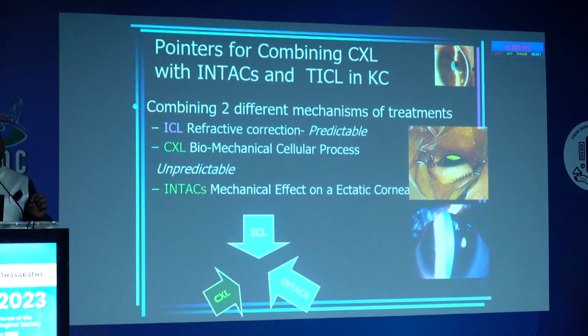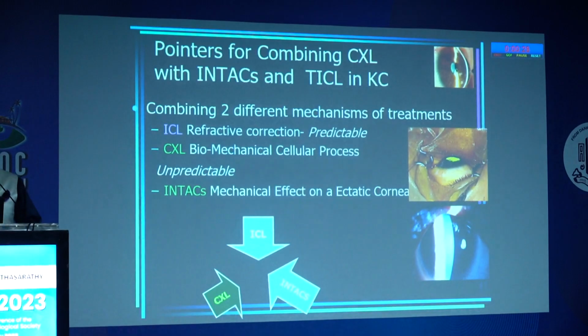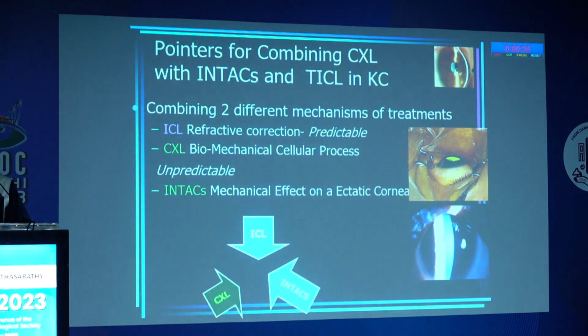But there are some pointers when you're trying to combine collagen cross-linking with either intracorneal rings or toric ICL. Remember, you're trying to combine two different mechanisms of treatment. ICL is a refractive correction, it's a lot more predictable, but it's a one-time treatment. CXL is a biomechanical cellular process, so you have a future which is unpredictable. So in ICL cases, if you're putting an ICL in a collagen cross-linking patient, always aim for at least about a diopter and a half of myopia. Now, both the KS and the Intacs have a mechanical effect on an ectatic cornea, so they have a different mechanism of action. You need to understand that and then plan it. I prefer the staged procedure, usually about 2 months apart, at least for the CXL and the Intacs.